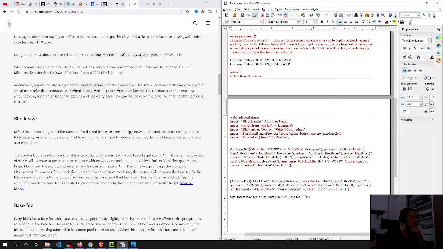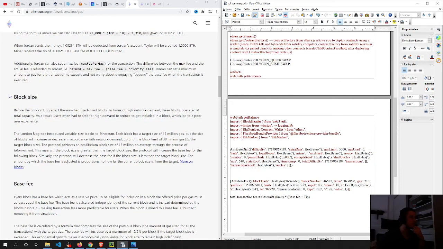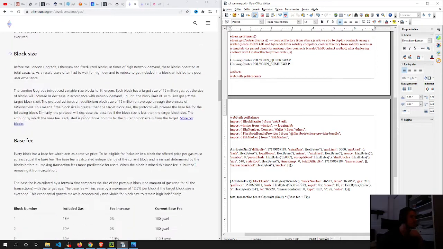Additionally, Jordan can also set a max fee for the transaction. The difference between a max fee and the actual fee is refunded to Jordan. Jordan can set a maximum amount to pay for the transaction to execute and not worry about overpaying beyond the base fee when the transaction is executed.